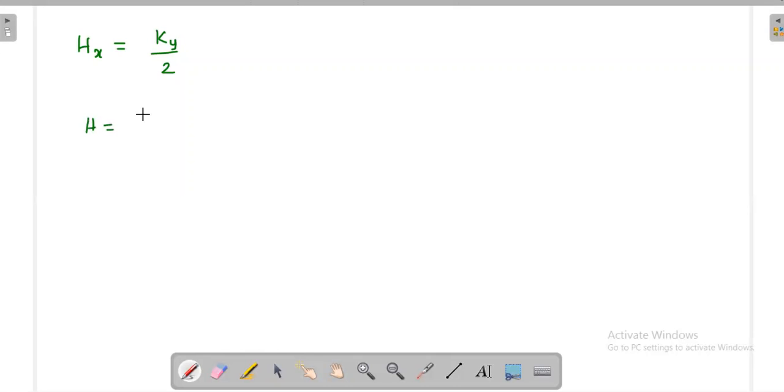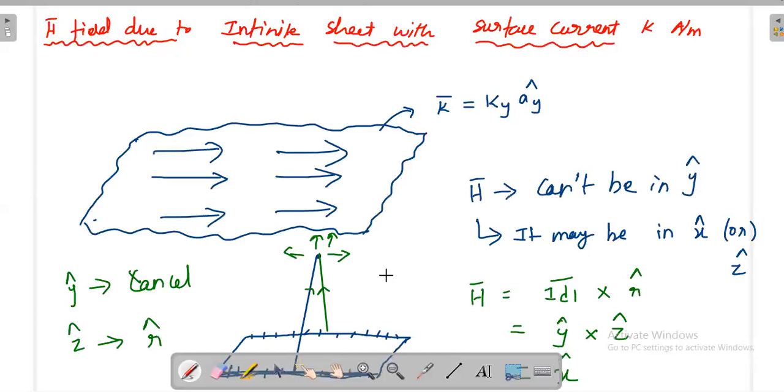So finally, if you calculate above the plane, what happens? Your magnetic field will be 1 by 2 Ky ax cap. This we have calculated for z greater than 0, because I have chosen a point such that I am above the plane. Otherwise you can choose a point such that you are below the plane. That also you can do.